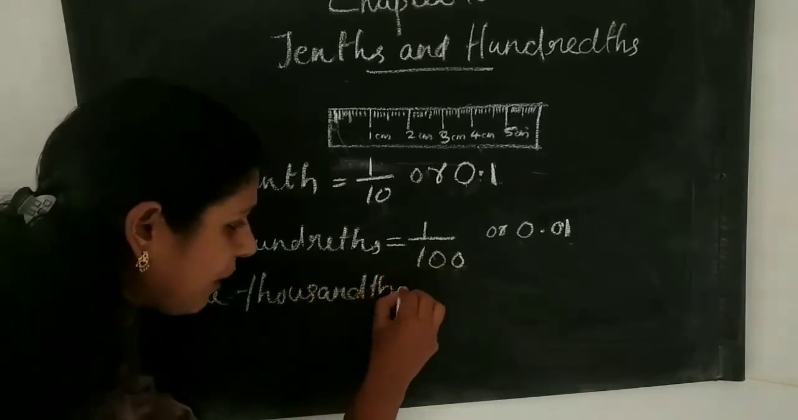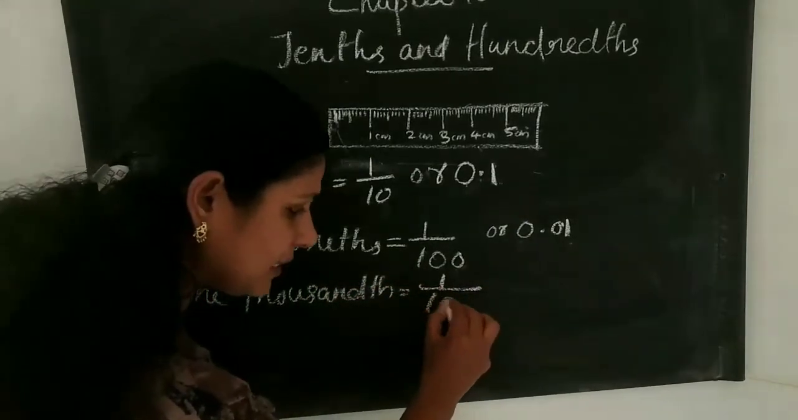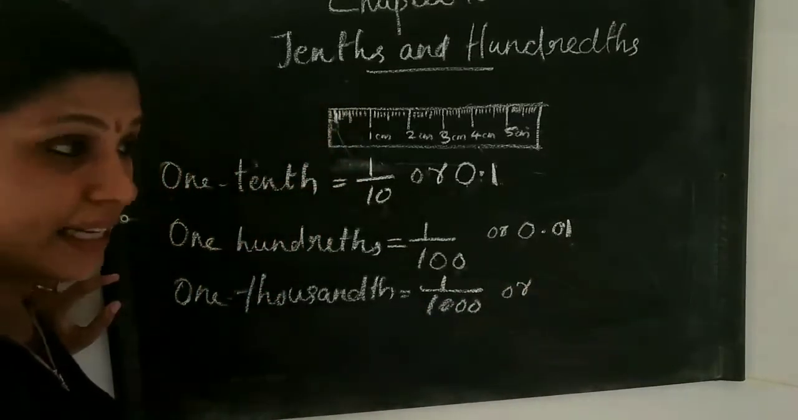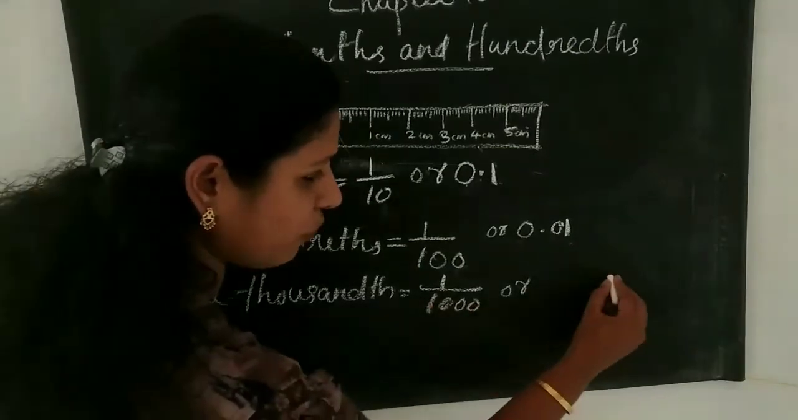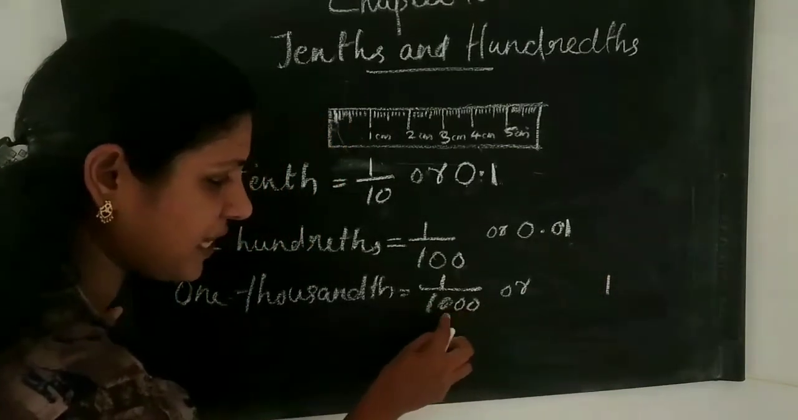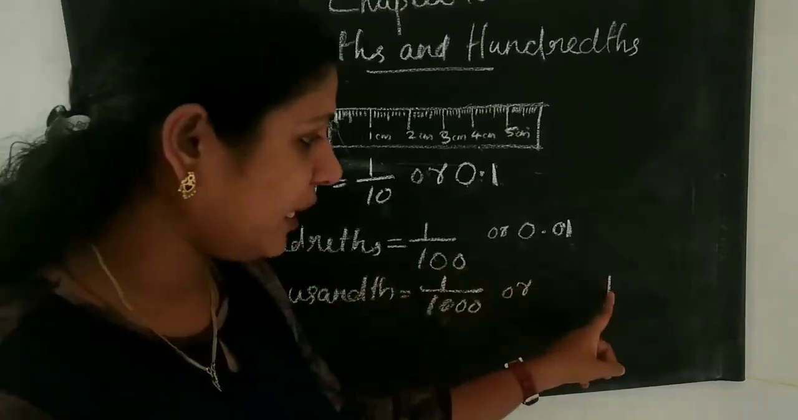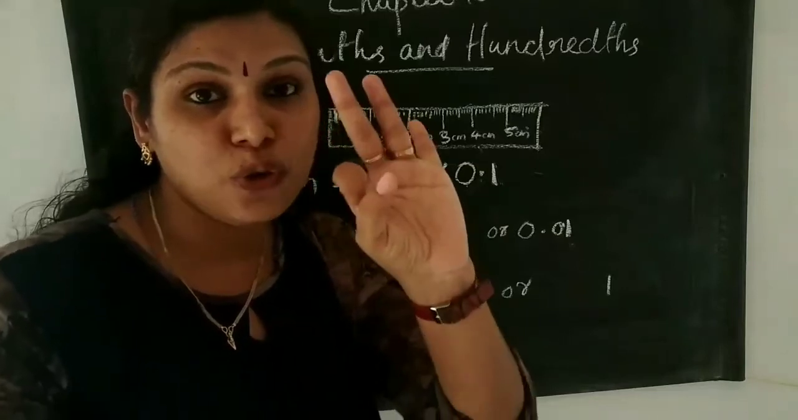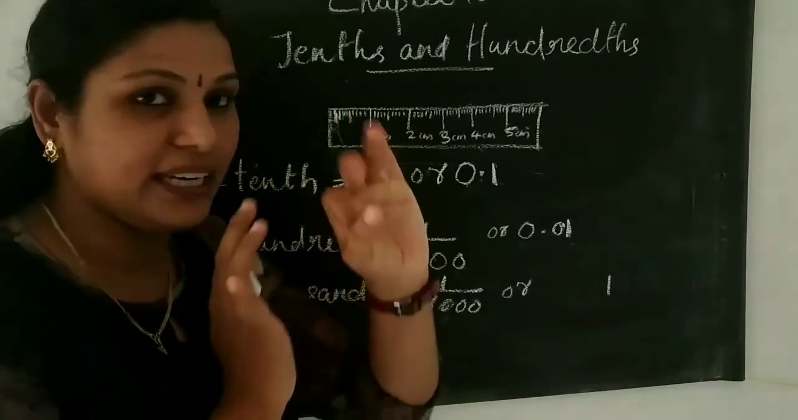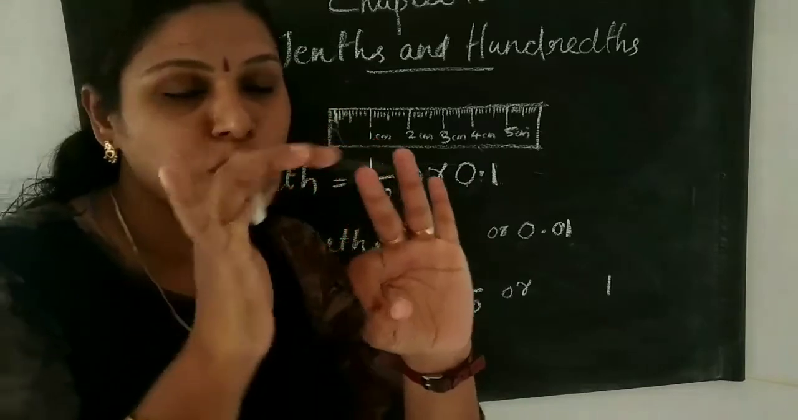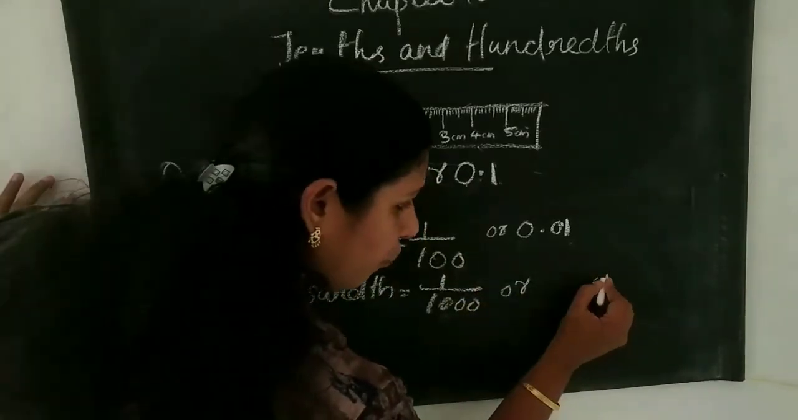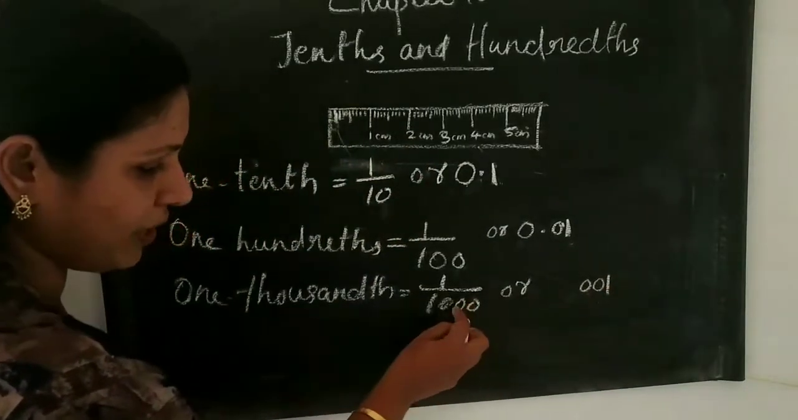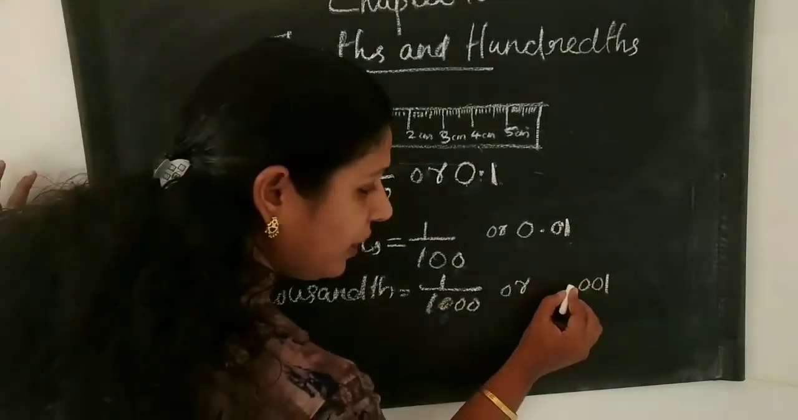How to write 1 by 1000? We can write this in decimal form. Here it is 1, so we write 1. And how many zeros are here? 3 zeros. Here we have only 1 place, but we need 3 places. Only 1 number is there, so we put 2 zeros. 1, 2, 3 places. And put a point here.